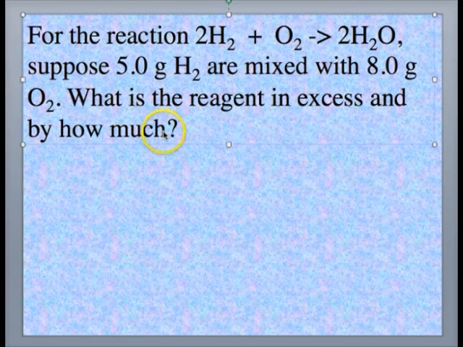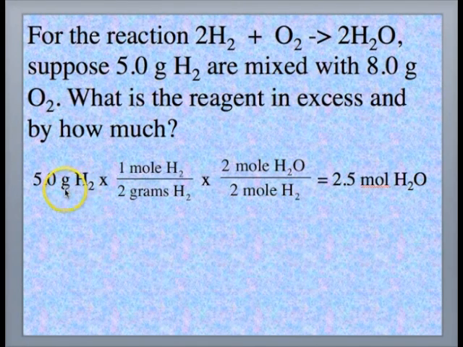So in the cake making analogy, what we did is to find which ingredient gave the fewest cakes, and that was the limiting reagent. And the limiting reagent determines how much of the other reagents are actually used, and from that information you can find the reagent in excess and by how much. So what we have to do here is to convert each one of these reagents, 5 grams of hydrogen, 8 grams of oxygen, into moles.